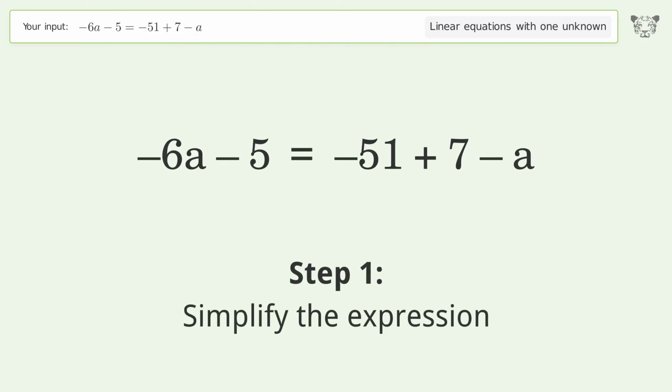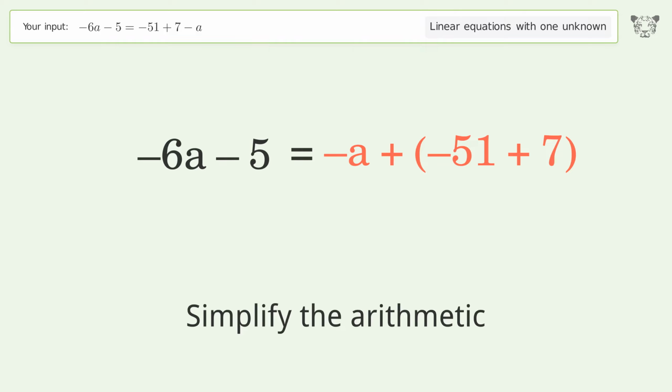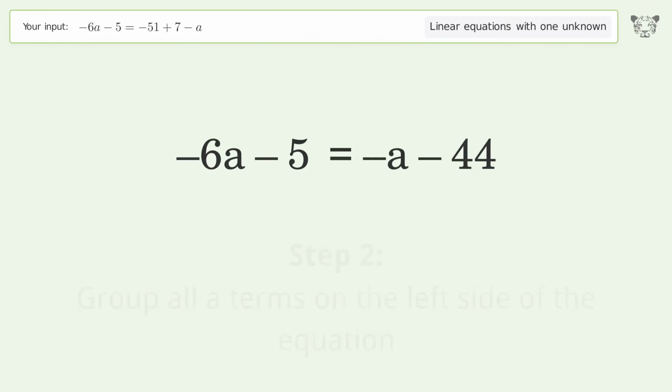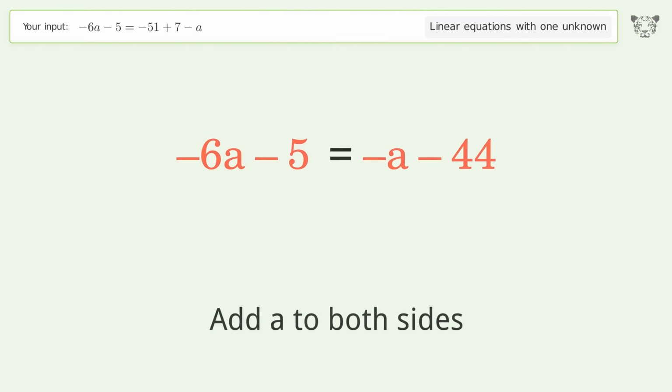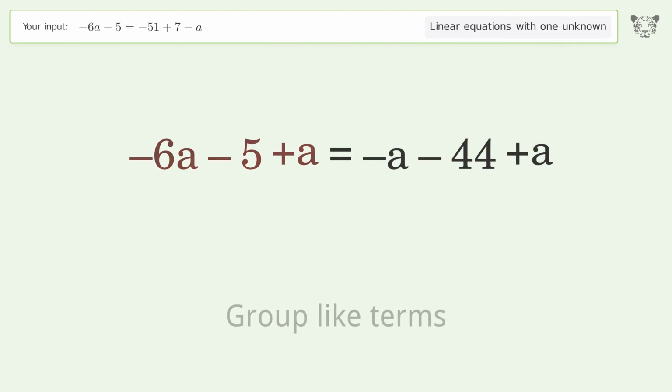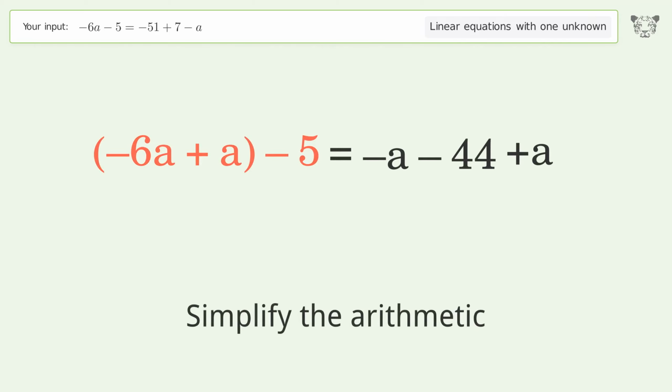Simplify the expression. Group like terms. Simplify the arithmetic. Group all a terms on the left side of the equation. Add a to both sides. Group like terms. Simplify the arithmetic.